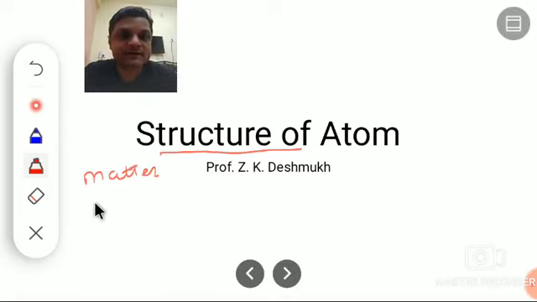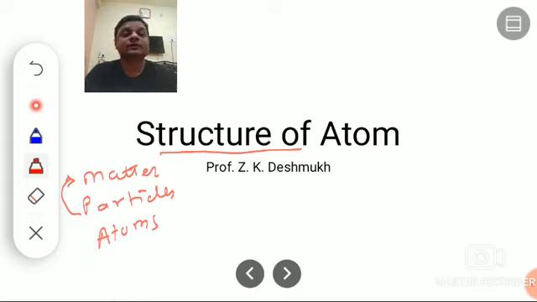Matter is generally composed of particles. There are minute particles that combine to form matter, and these particles are generally made up of a number of atoms. So that is the atom. We have to study the different properties of the atom and what its contents are. A number of experiments have been done to find out the properties or the structure of the atom.